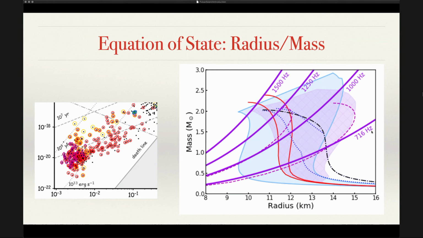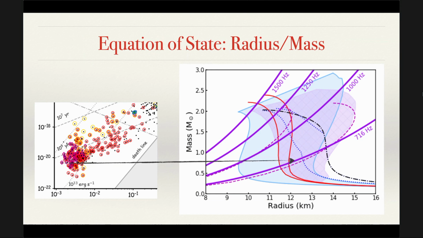And these other lines on here, showing different Hertz values, correspond to the maximum speed you can rotate at given this mass and this radius before material will just fly off your neutron star, okay? And so you can see 1500 Hertz, 1250, 1000, and 716. And 716 is here for a reason, because this corresponds to the fastest spinning neutron star that we currently know about, okay? And so this spins 716 times a second.